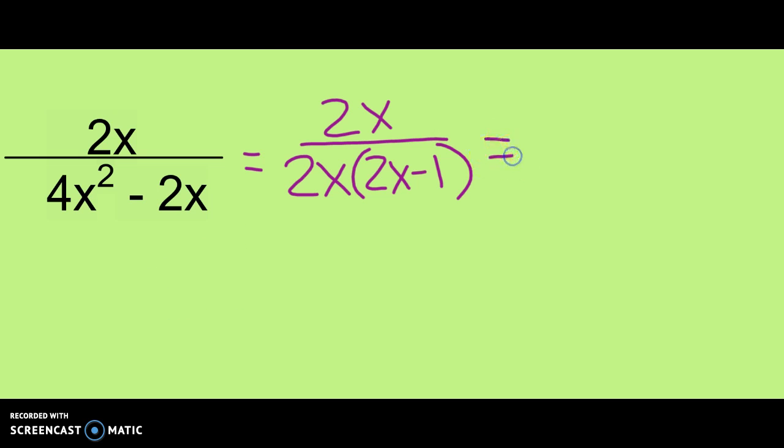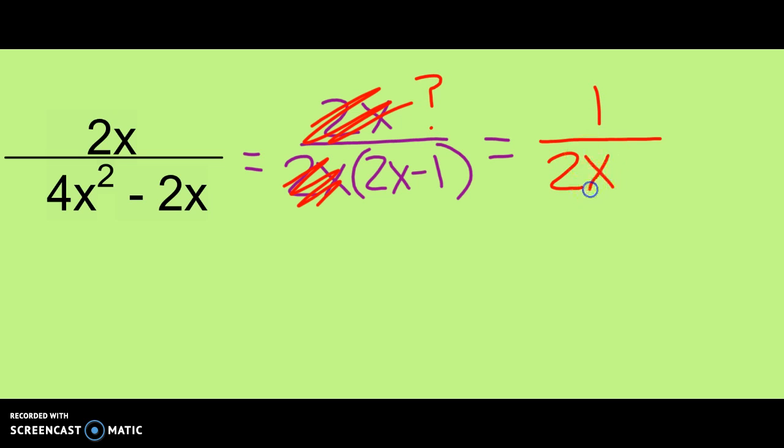Now, the next thing you're going to do is cancel out anything that's exactly the same. So the 2x and the 2x can be canceled. And remember, if you had a numerator to start with, you must still have a numerator. There's always a numerator. There's not always a denominator, but there's always a numerator. We can't just leave it blank, so we put a 1, and then our denominator is 2x minus 1. Nothing else is going to cancel out, so that's our final answer.